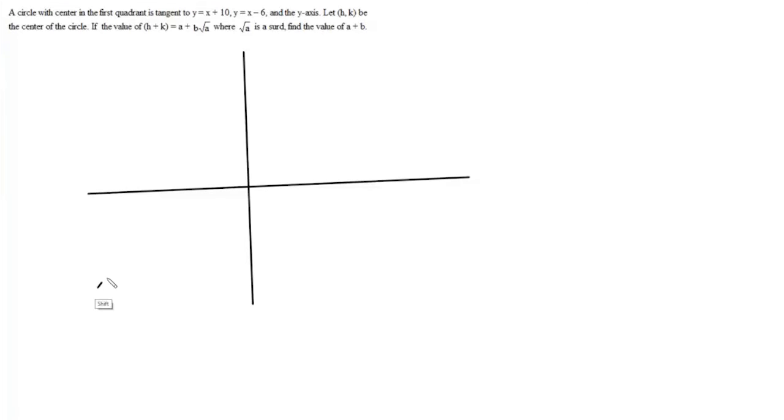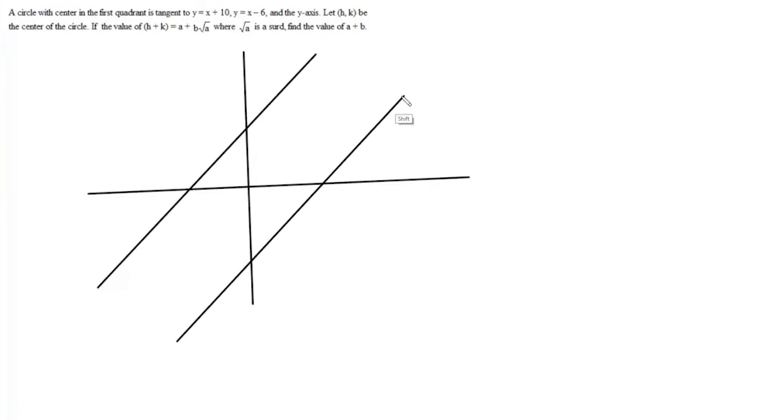Now the question is, a circle with center in the first quadrant is tangent to the lines y equals x plus 10 and y equals x minus 6 and the y-axis. So we have coordinate axis, and then we have two parallel lines, and then it says we have this circle whose center is in the first quadrant and which touches these two straight lines and y-axis.